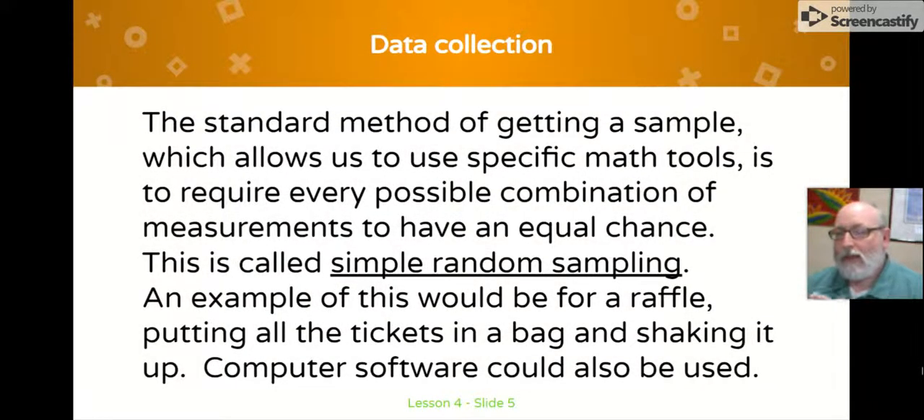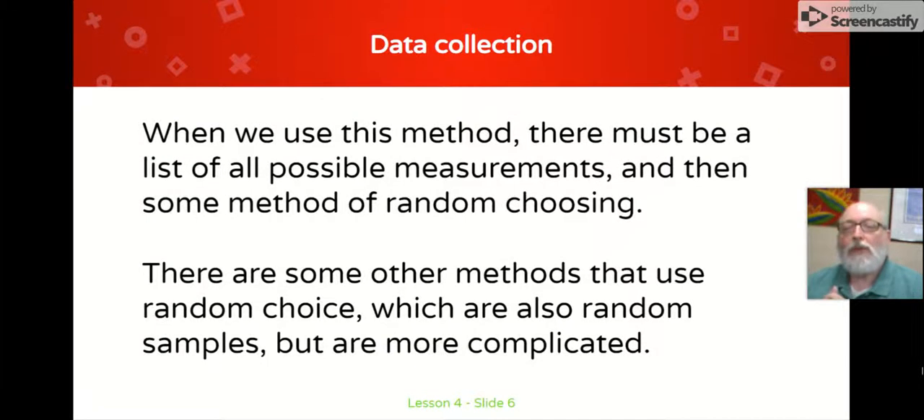The standard method of getting a sample, which allows us to use specific math tools, is to require every possible combination of measurements to have an equal chance. This is called simple random sampling. An example of this would be for a raffle, putting all the tickets in a bag and shaking it up. Computer software could also be used. When we use this method, there must be a list of all possible measurements and then some method of random choosing. There are some other methods that use random choice, which are also random samples but are more complicated.